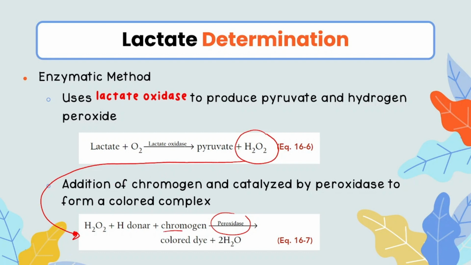Then again, it was not specified what chromogen is incorporated in the testing. It is still a colorimetric method, kids. There will be formation of a colored complex or colored dyes, which will be measured using your spectrophotometer. So that is it for your lactate.